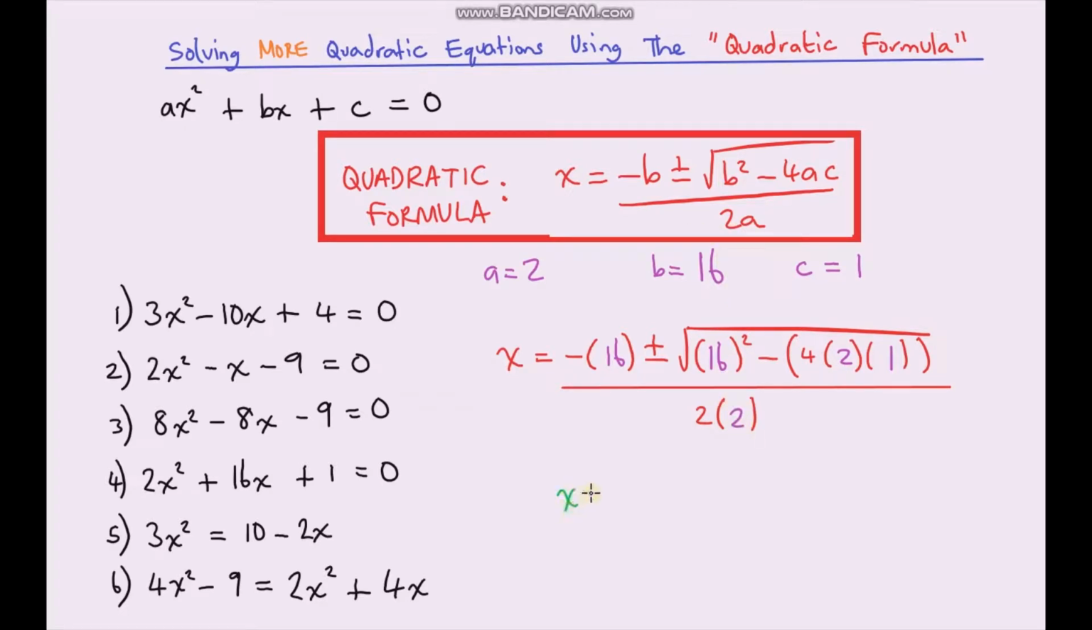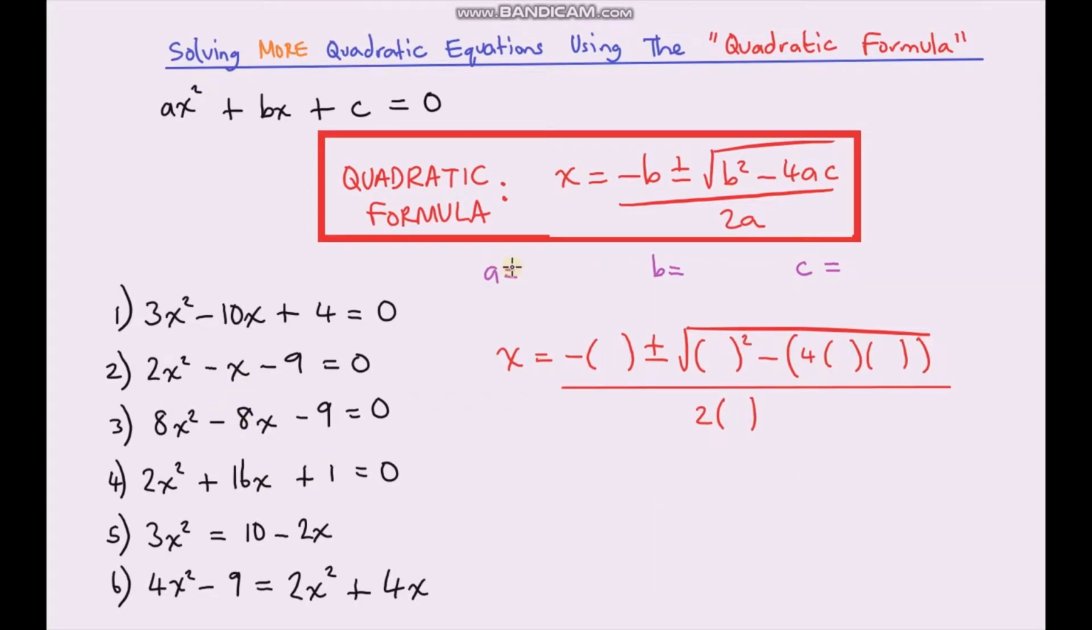So my solutions are x equals negative 0.06, and my other solution is x equals negative 7.94. So we've got 2 left, and these 2 here are slightly different to the ones we've done before, so just be really careful of those ones.